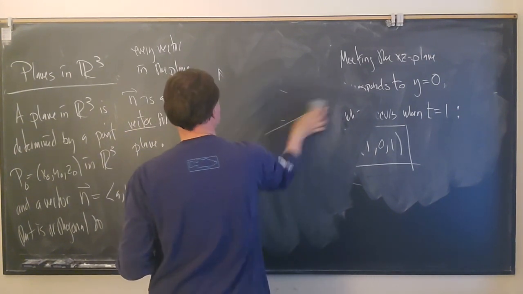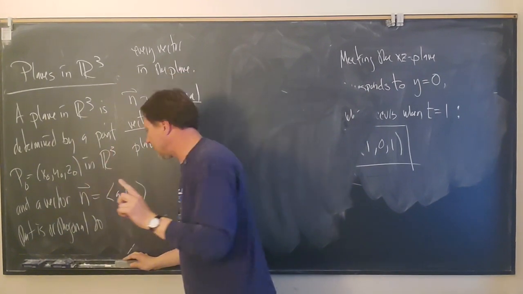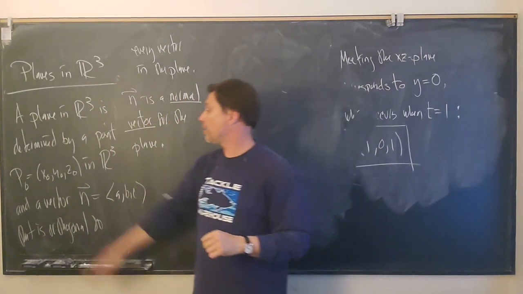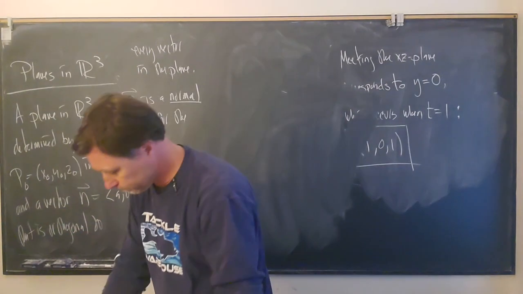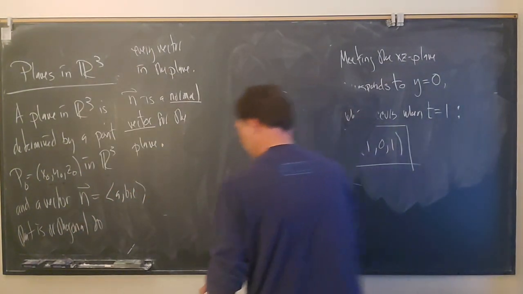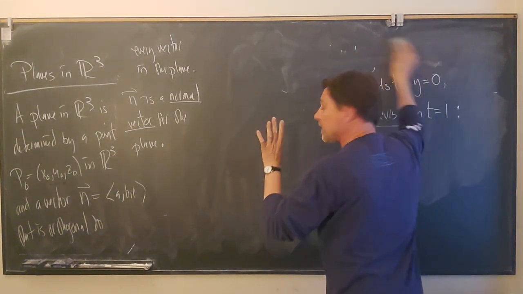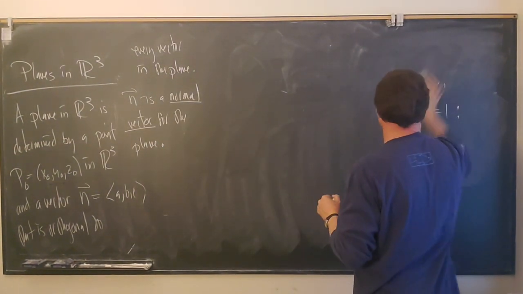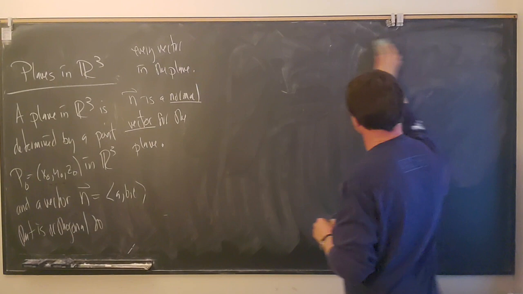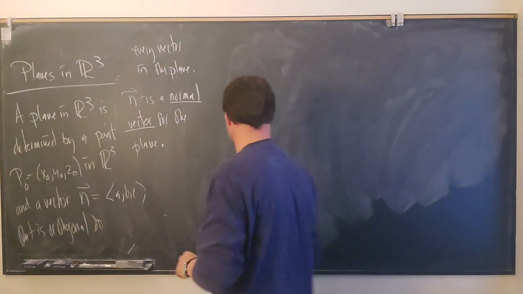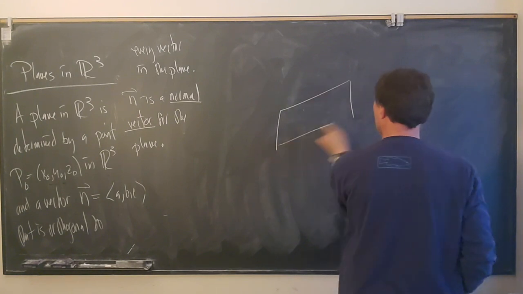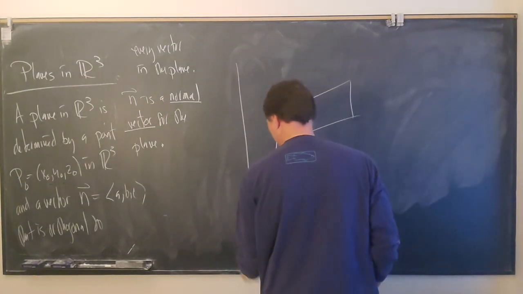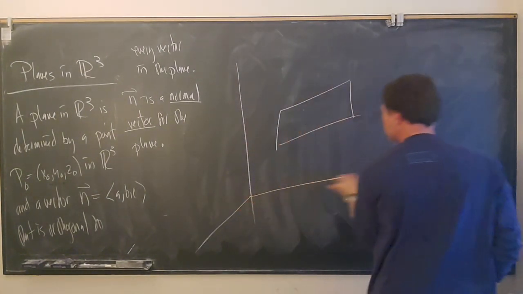So now with this language, a plane is completely determined by a single point on the plane and a normal vector. My goal now is to come up with an equation that completely describes the plane. So here's the idea. Here's my plane. Let's put my axes in here now. So we're in R3.